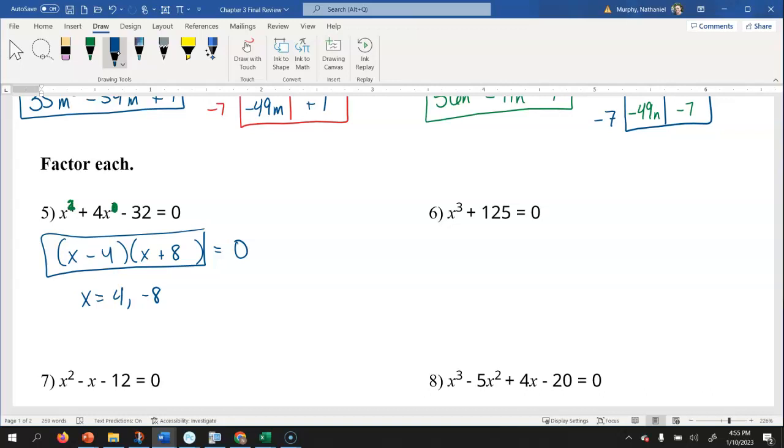Okay, now the next one is a sum of 2 cubes. Now you'll want to hang around or skip to the end of this video.